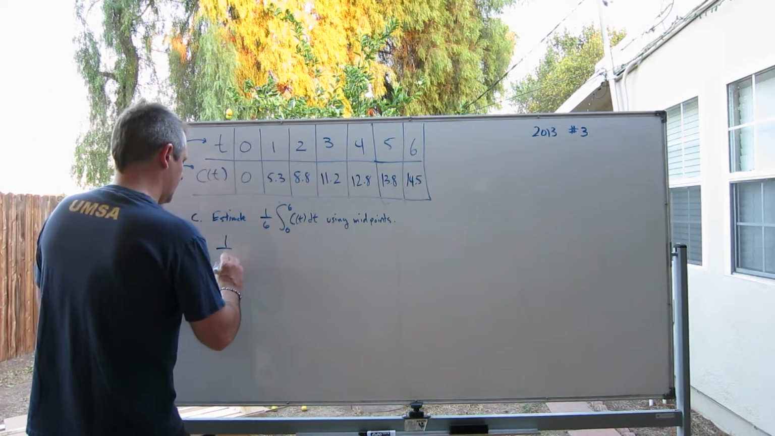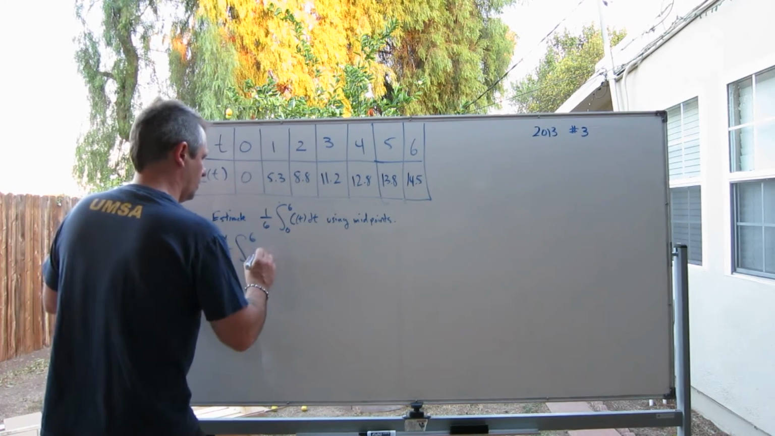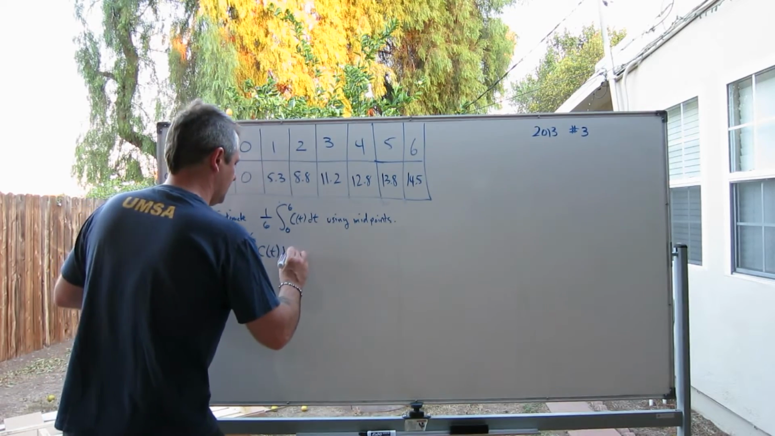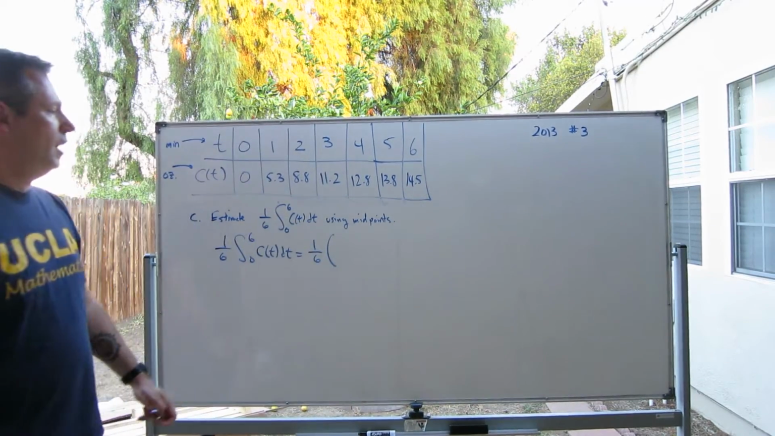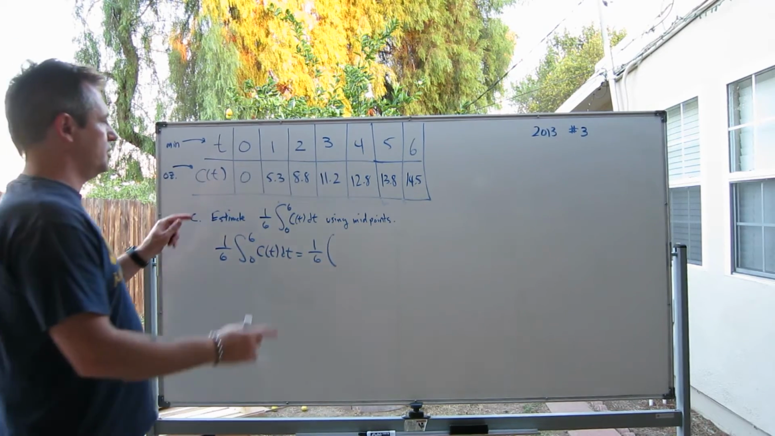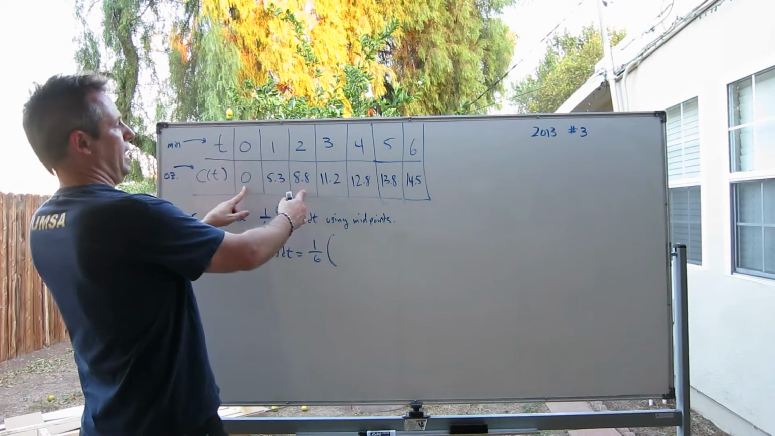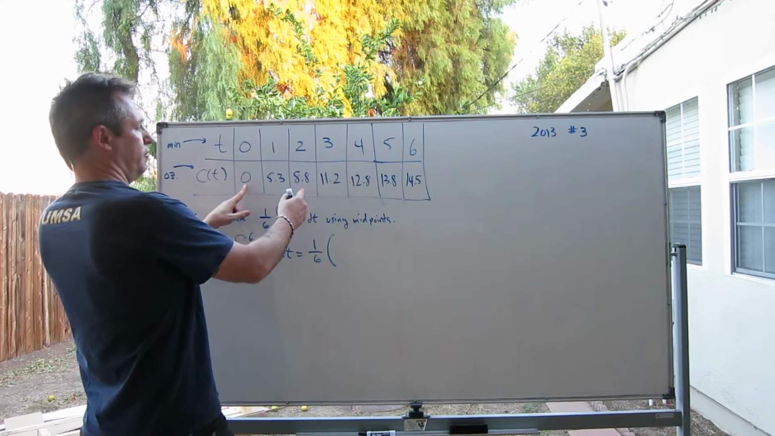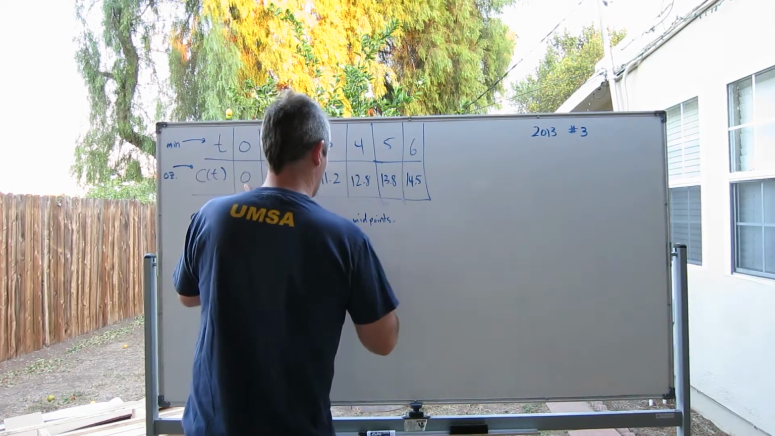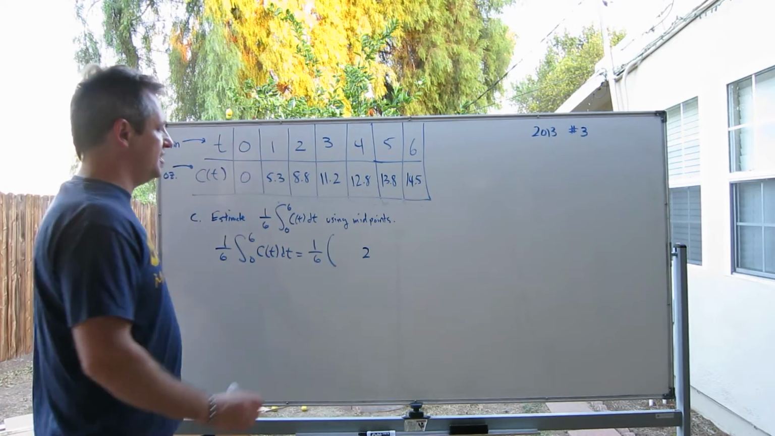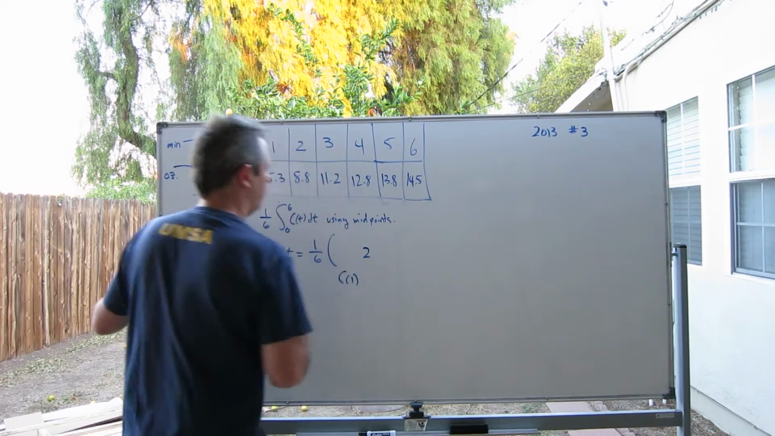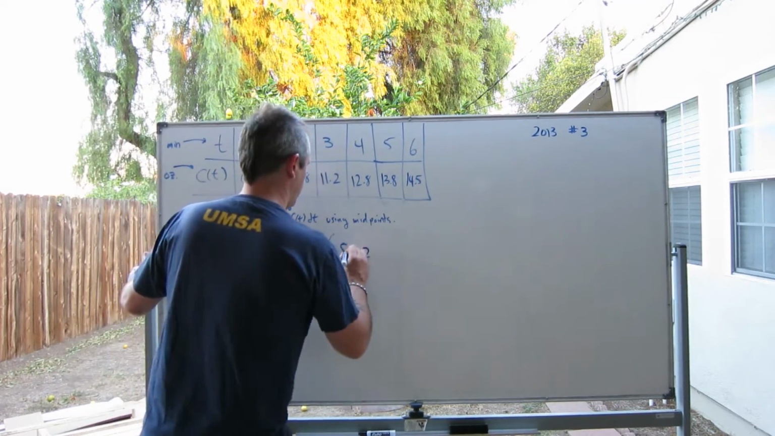So 1/6 times the integral from 0 to 6 of c of t dt is going to equal 1/6. Okay, so we're going to do each of our rectangles. So the width of our first rectangle is 2 because we're going to go from 0 to 2. That's the width. And the height of our first rectangle is c of 1, which happens to be 5.3.